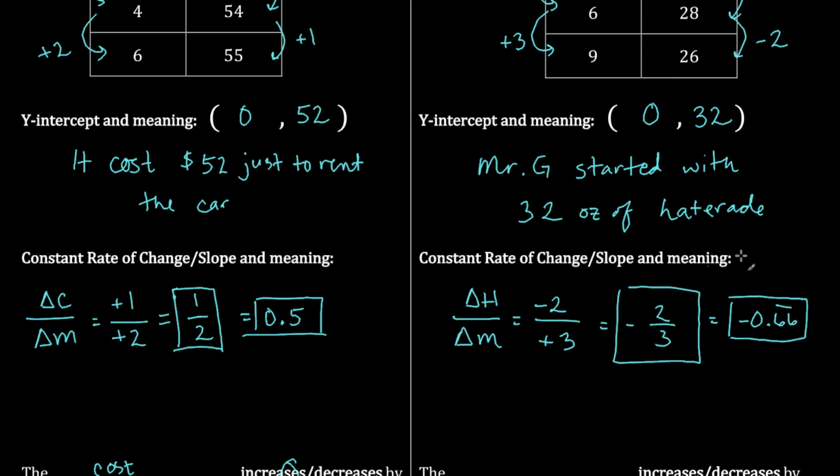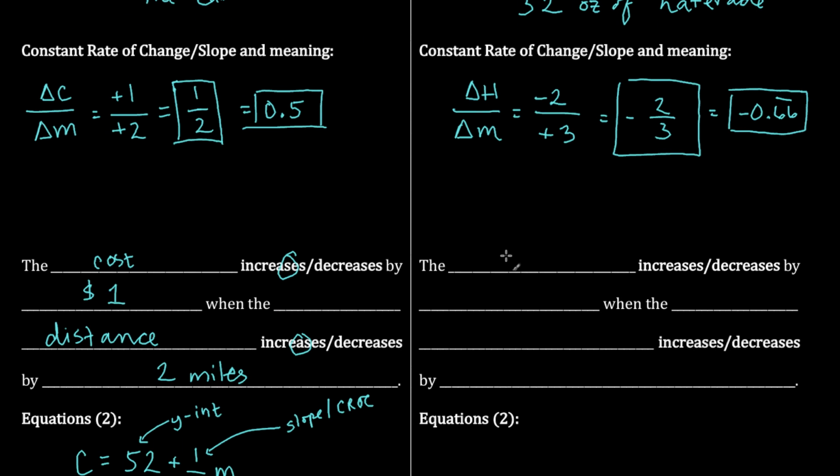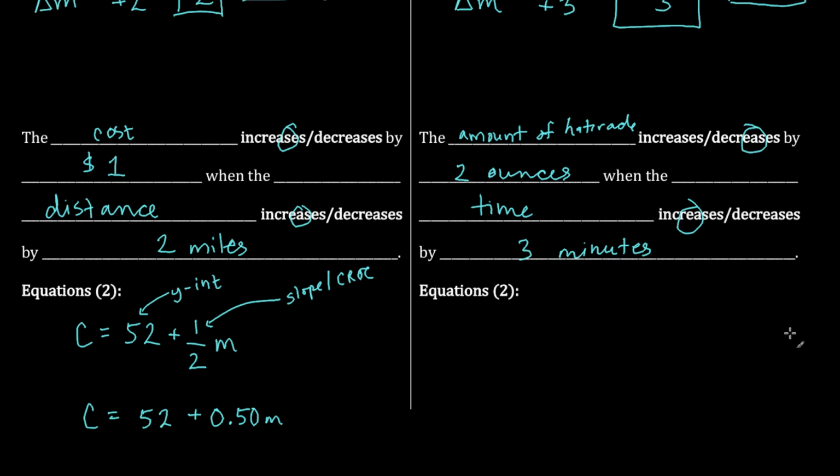Alright, so let's interpret the slope, which is the constant rate of change. So the slope: the amount of haterade decreased by 2 ounces when the time increases by 3 minutes.